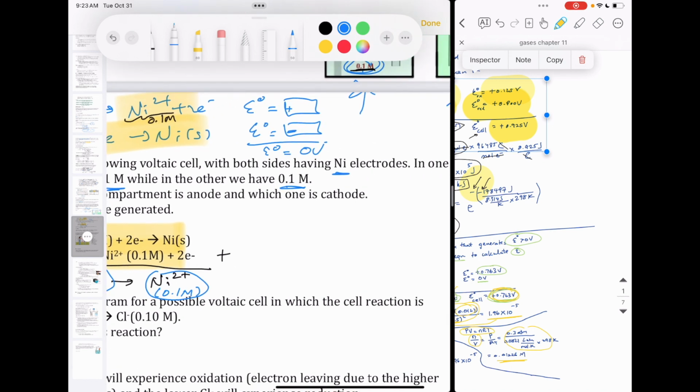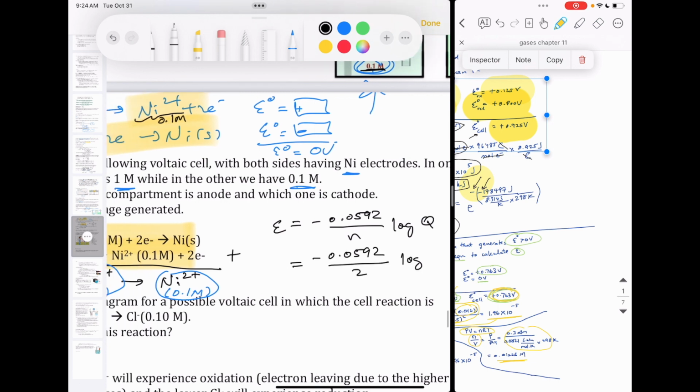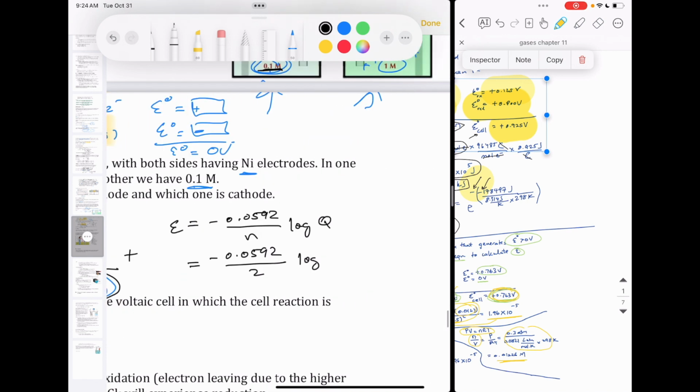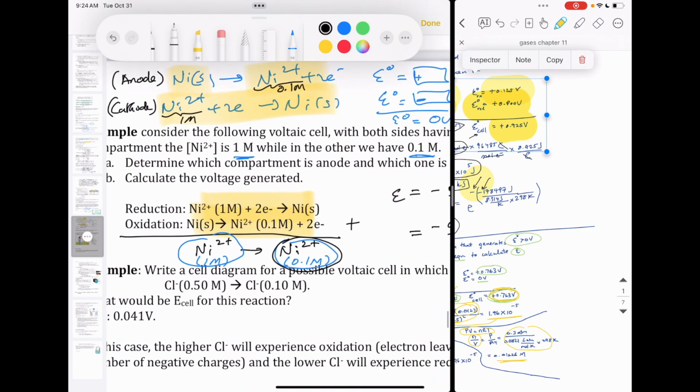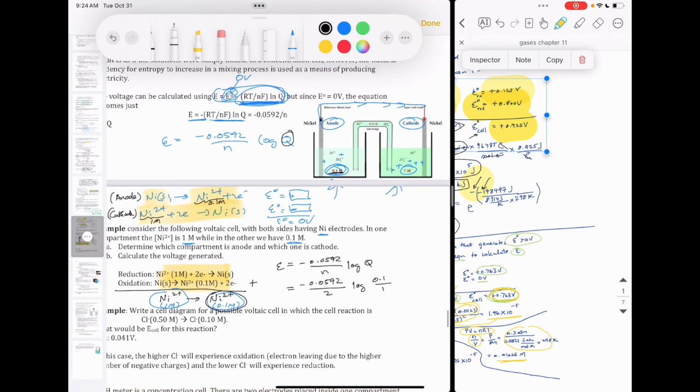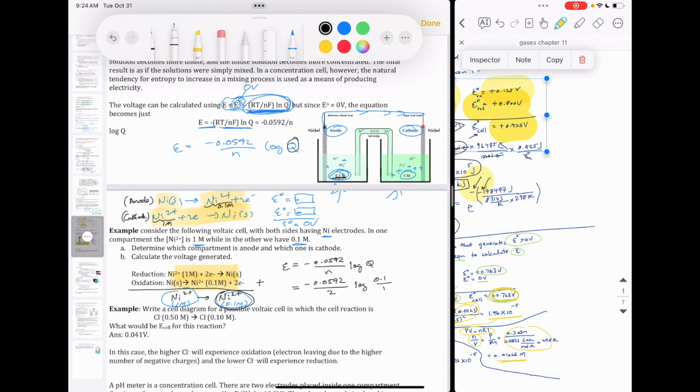So that tells me that my product nickel concentration is 0.1 molar, and my reactant nickel concentration is 1 molar. If I want to calculate voltage, which is E, it's just going to be negative 0.0592 over n, log of Q. Now I can plug in some numbers. The n here is 2 because there are 2 electrons being passed around. Now I know my Q is my product nickel, 0.1 molar, over my reactant nickel, which is 1 molar. If I work that calculation out, I end up getting 0.096 volt.